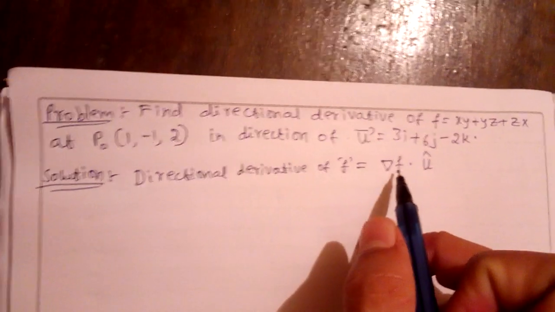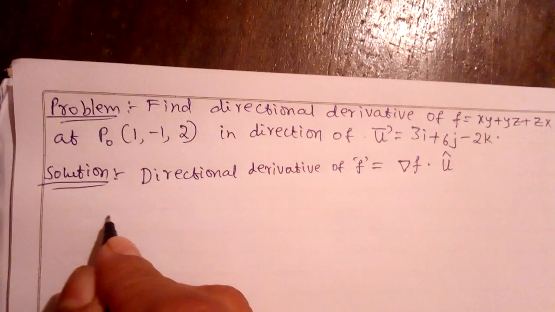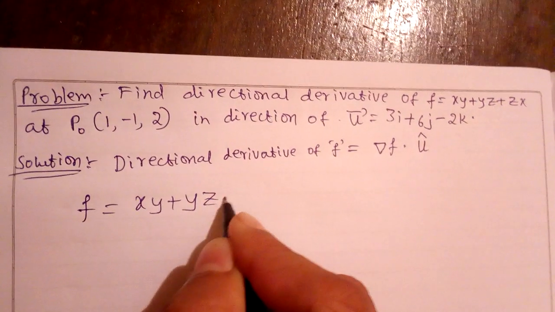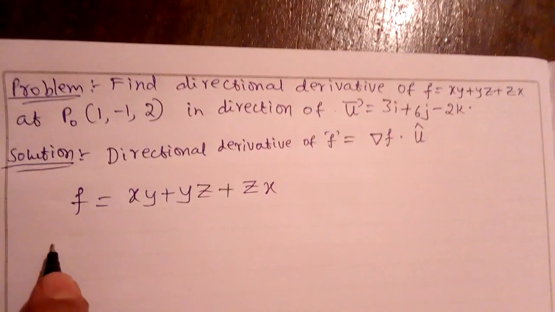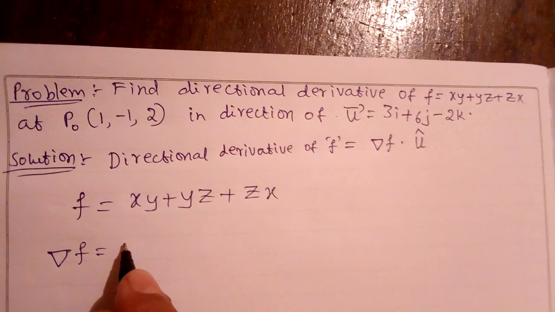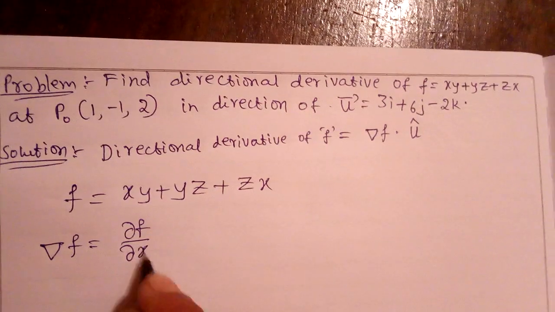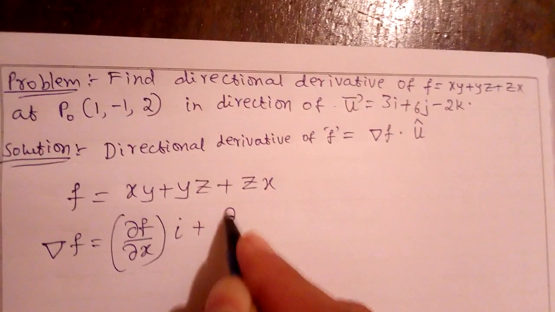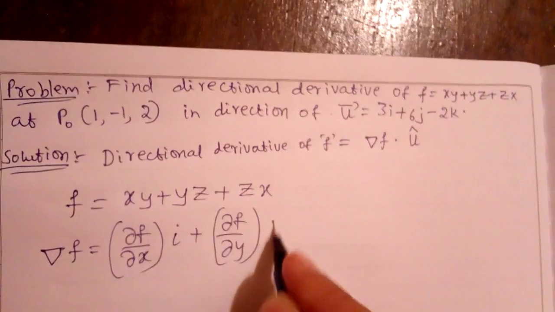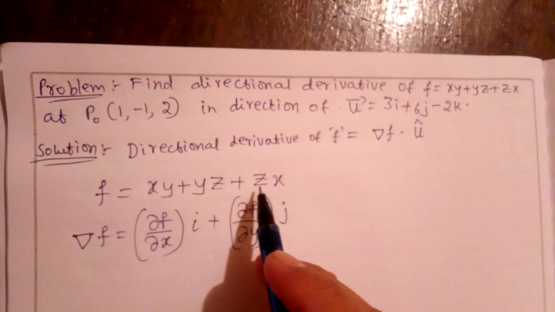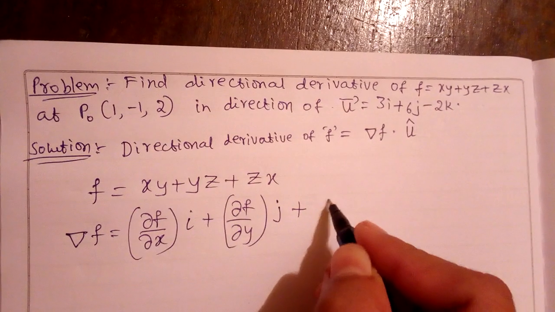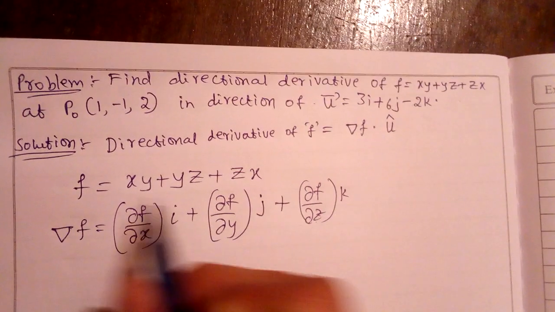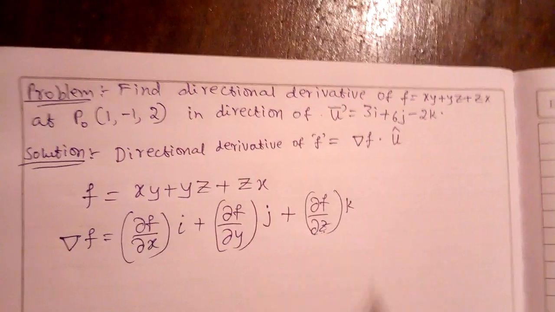Now we first find the gradient vector of function f. They have given that f = xy + yz + zx. The gradient vector of function f is equal to ∂f/∂x, meaning partial differentiation of function f with respect to x, times i, plus ∂f/∂y times j, meaning partial differentiation of function f with respect to y, plus ∂f/∂z times k. ∂f/∂z means partial differentiation of function f with respect to z.